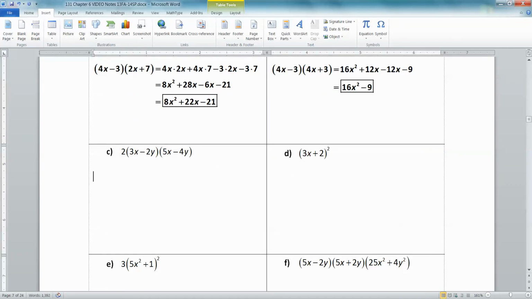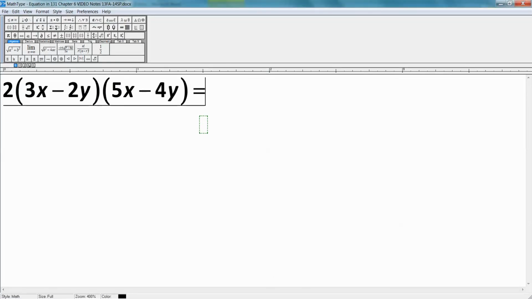Next. There it is. Okay, so the smart move on this one is to FOIL this out first. You don't have to do it that way, but that's what I'm going to do. So I'm going to multiply all of this out first. So I'm going to have 2 in front, and I'm just going to figure out what everything else is.